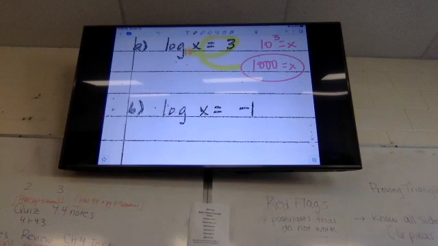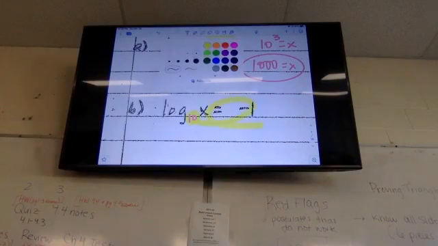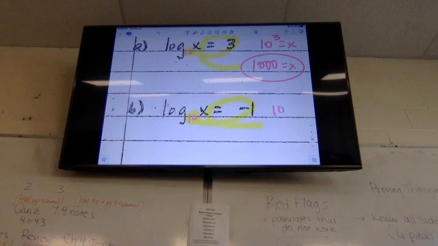We're not going to do all of these, but let's do letter B. So I'm going to do log, again, base 10 of x equals -1. Roll it around. 10 to the -1st equals x. And what's the same thing as 10 raised to the -1st? 1 over 10. 1/10.